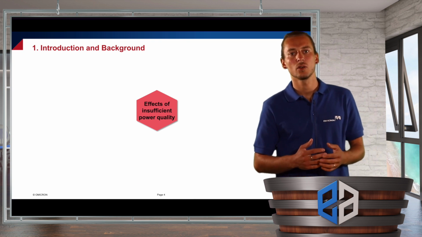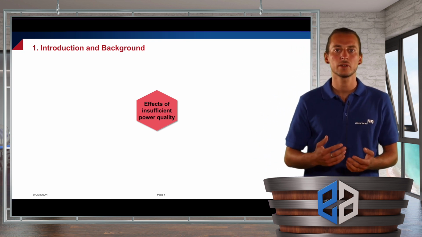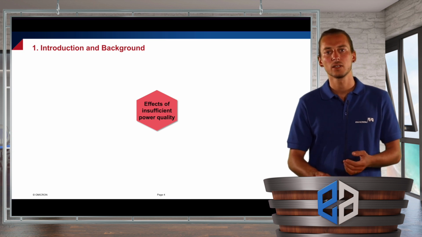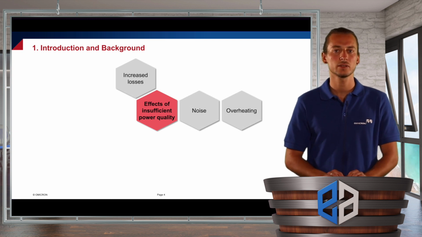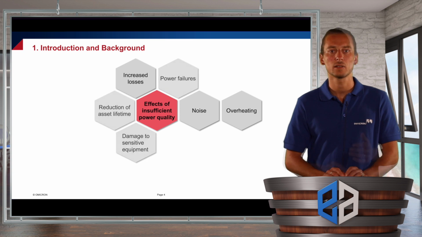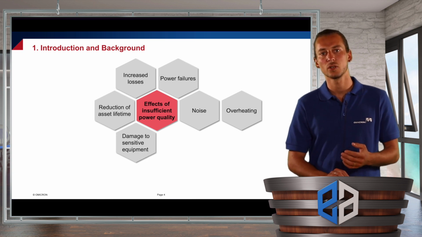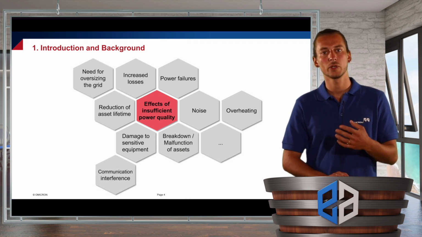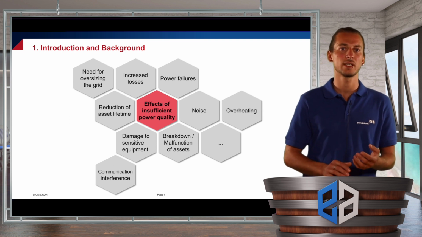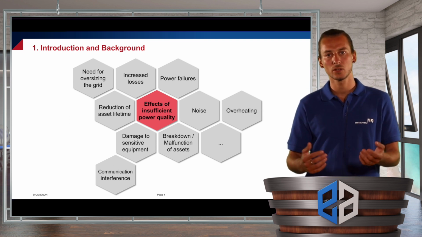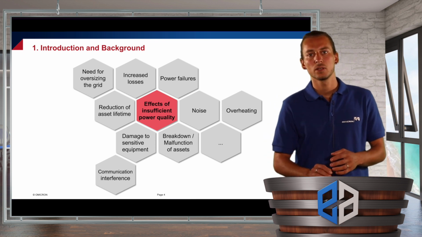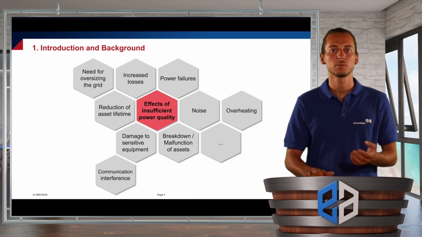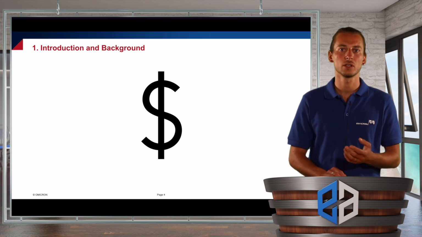But what are the effects of insufficient power quality? Why is power quality important? I think first of all, there are less severe effects like noise, overheating, or increased losses. But then there are even fatal effects like breakdown of assets, reduction of the asset lifetime or power failures. And we can continue this list. There are communication interferences, there's the need for oversizing the grid because of increased losses, and so on and so forth. But when we come to the point, all of these effects end up in one thing, and this is money. So bad power quality costs a lot of money.